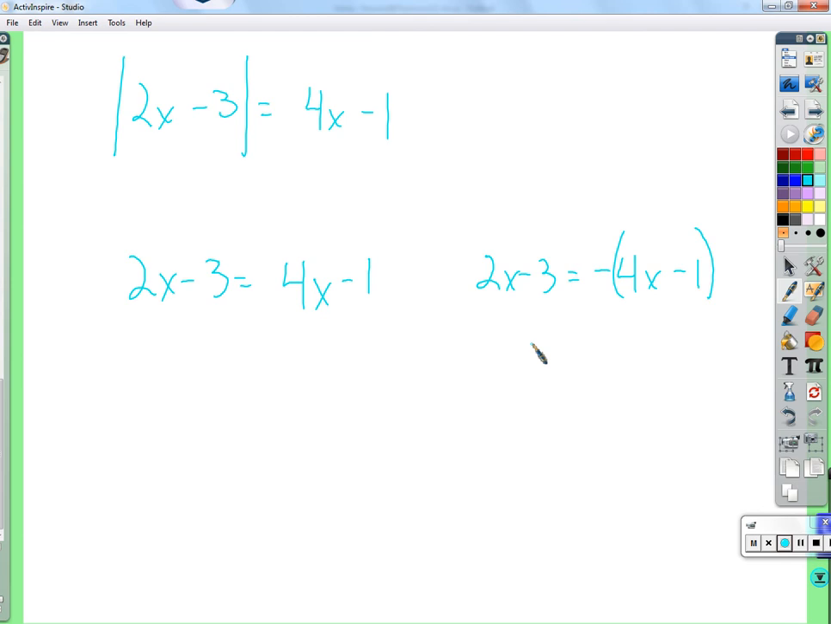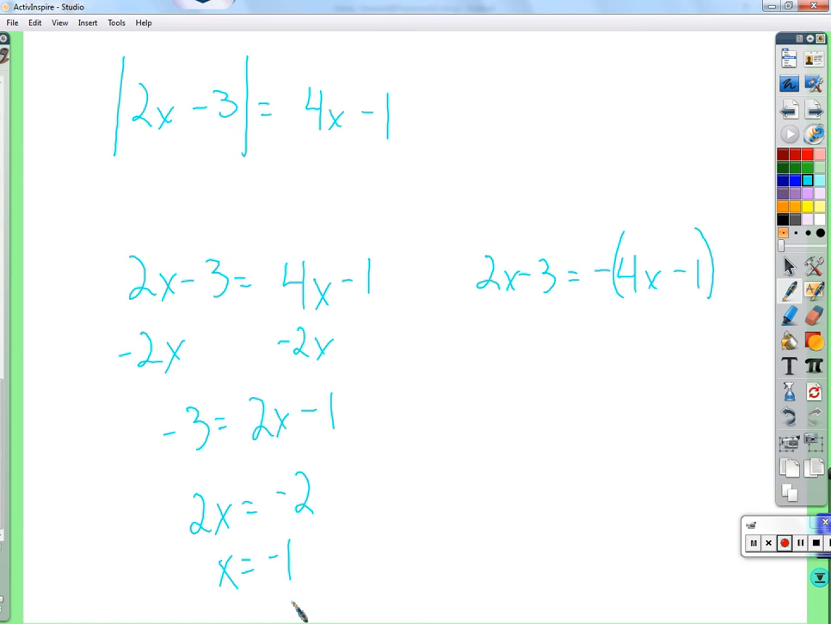Okay. It's the same thing. We always take the stuff inside the absolute value and set it equal to the positive right side of the equation and equal to the negative right side of the equation. Now we'll solve this. So just subtract 2x from both sides. Negative 3 equals 2x minus 1, 2x equals negative 2, x is equal to negative 1. Right?